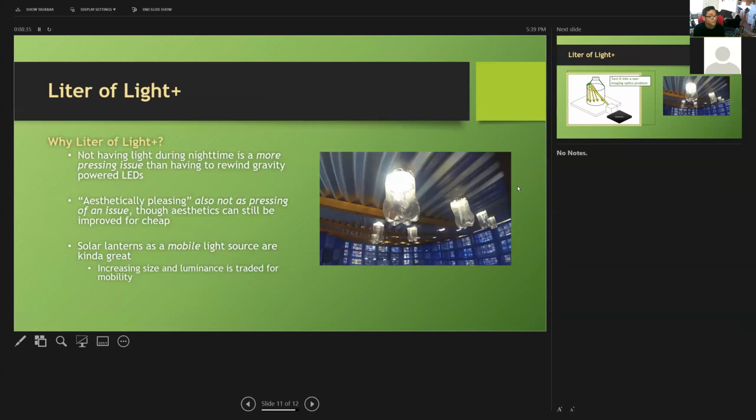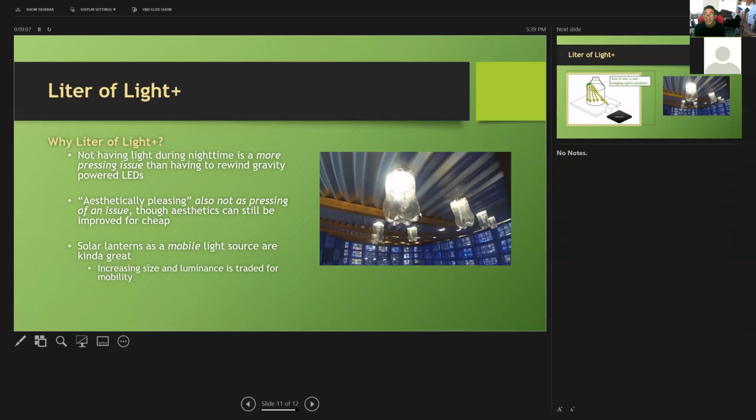And I talked about this before, but the reason why we want to focus on this specific issue is because having no light during the night, we feel, is more pressing than having to rewind. It's more pressing than things being good looking, especially in these areas. If you could see this picture here, you can tell that it's not an aesthetically pleasing room. It's not built for that purpose. It seems to be just for the purpose of having an indoor room with lights.